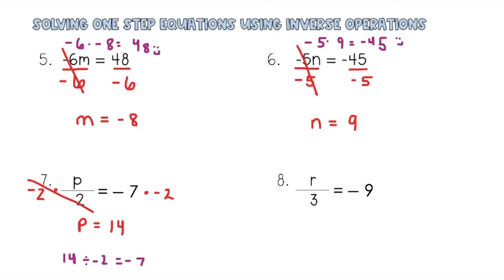Number 8, r divided by 3 equals -9. I'm going to multiply both sides of my equal sign times 3. 3 times 1/3 cancels. And -9 times +3 will equal -27. Make sure that you always check your work to make sure you're on the right track.